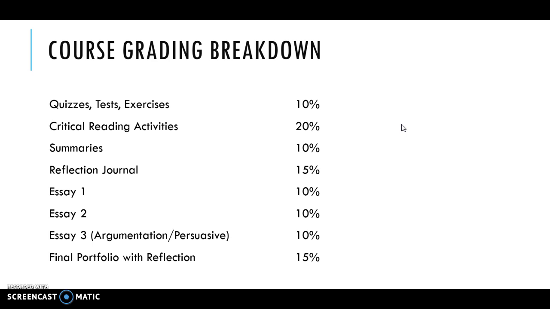You can see here the course grading breakdown. This comes from our syllabus document. Many of these categories are designed to be flexible towards whatever instructors want to do with them, including the quizzes, tests, and exercises category, which I use for chapter review and outlines and other brainstorming, writing process type things. Critical reading activities, I personally use reading process guides to fulfill that category.